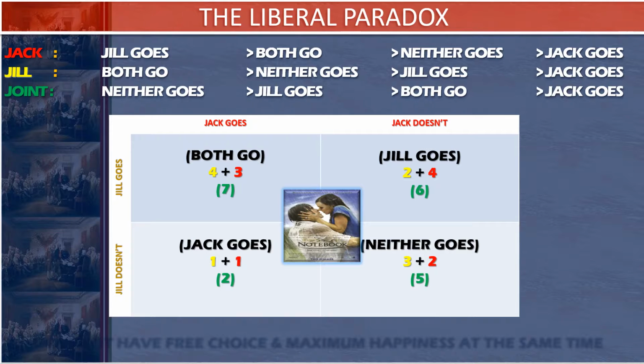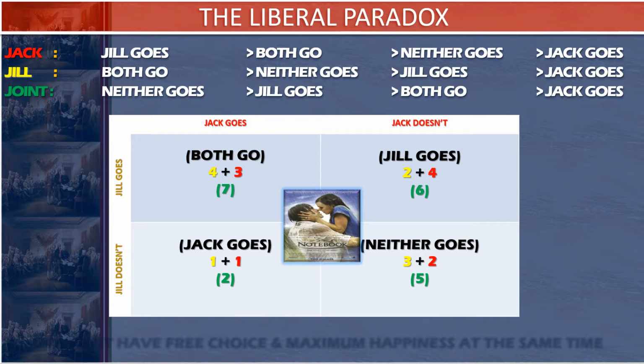Jill has a slightly different set of preferences. She would prefer that both go because she likes her boyfriend and she likes the movie, so that would be her first choice. Her second choice would be neither of them going because why go see a romantic movie all by yourself? Third, she would go by herself. And lastly, Jack goes because it's her favorite movie. What's the purpose of sending Jack to go see it by himself?